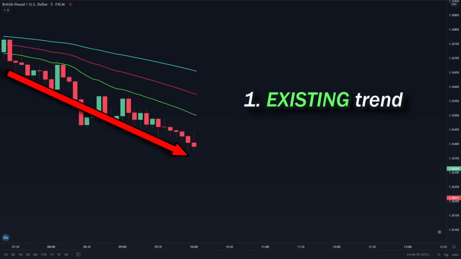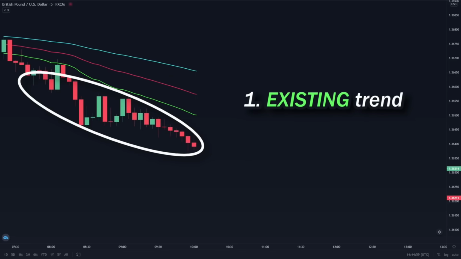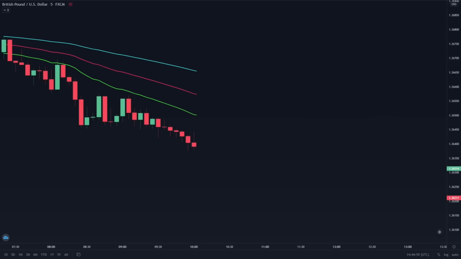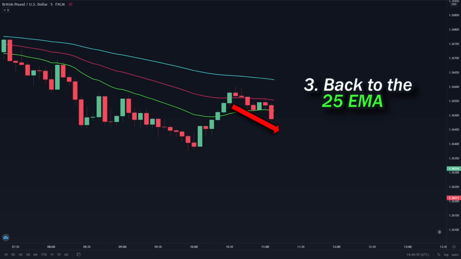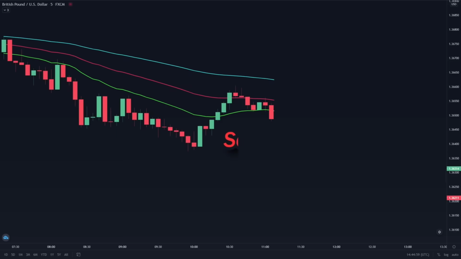For sells, it's the exact opposite. The 25 EMA must be below the 50 and the 100, and price should be below all 3. We wait for a pullback into the EMAs, a candle closes back below the 25, then we enter short at the close of the candle.